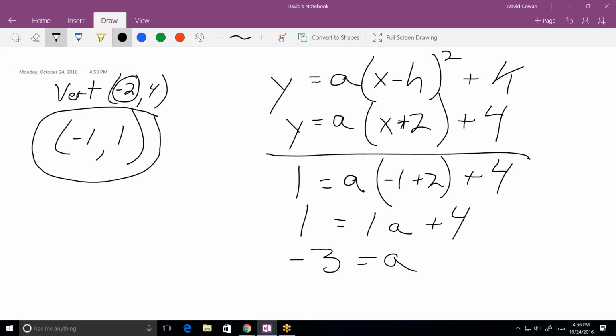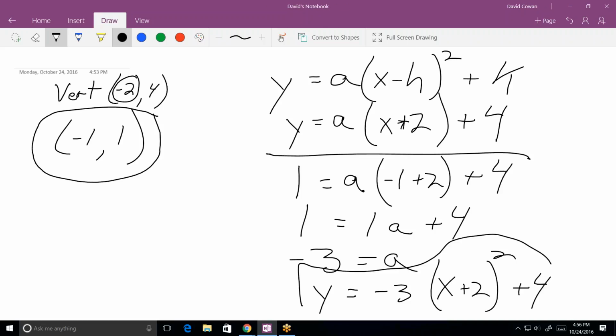Now I have my full equation. y equals -3, that's what a was, times (x plus 2) squared plus 4. Whenever they want a final equation, they always want an x and a y in it. In other words, you're going to solve for a, h, and k. Always. These are pretty easy when they give you the vertex, because that instantly lets you solve for h and k.